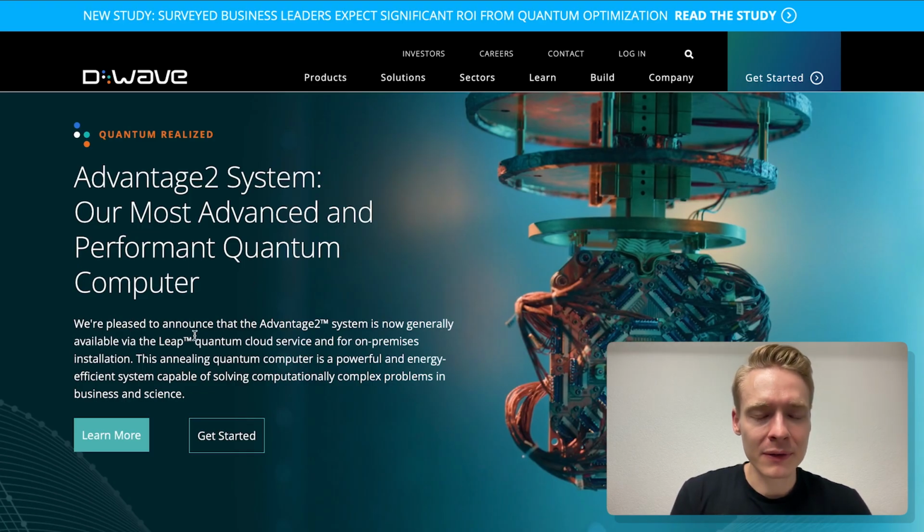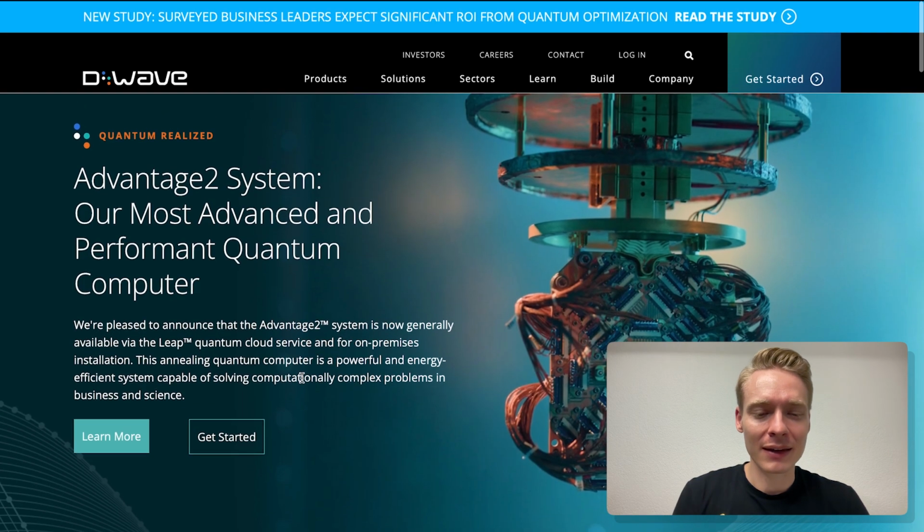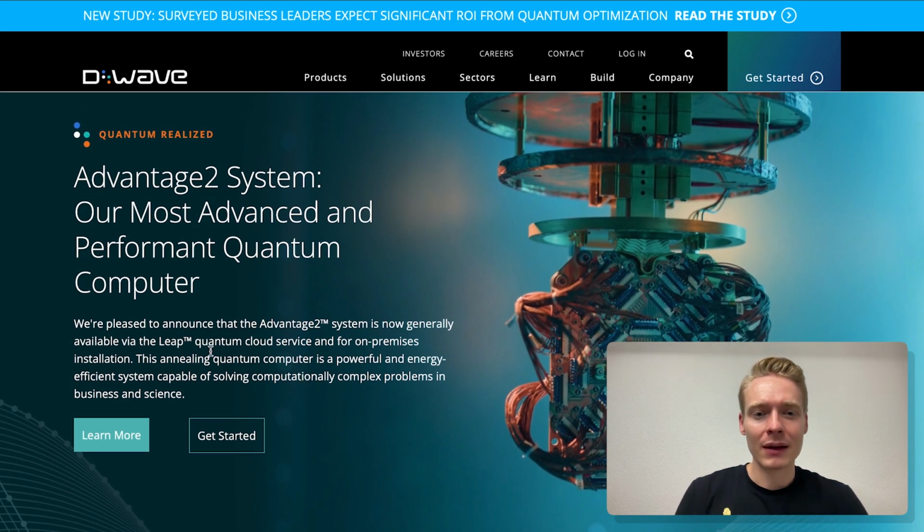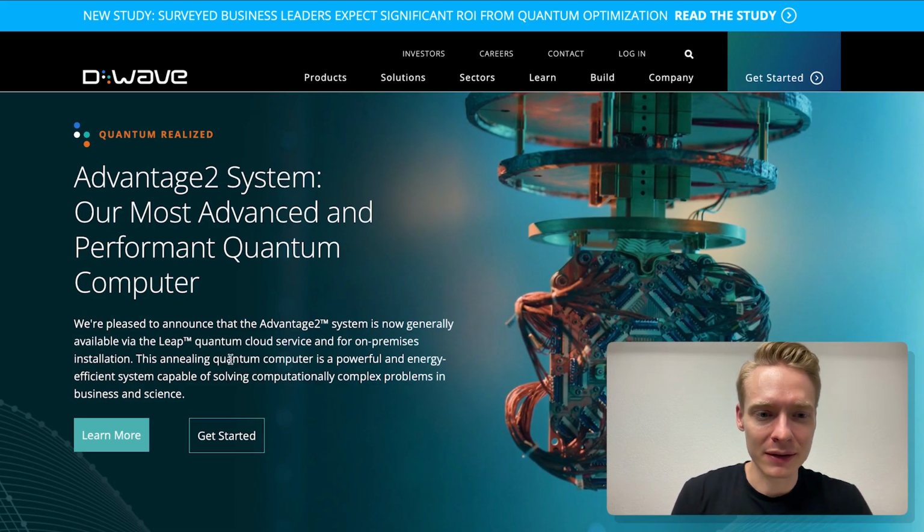We are pleased to announce that the Advantage2 system is now generally available via the Leap Quantum Cloud Service and for on-premises installation. This annealing quantum computer is a powerful and energy-efficient system capable of solving computationally complex problems in business and science. So you see they are in the compute space. They call it here an annealing quantum computer.